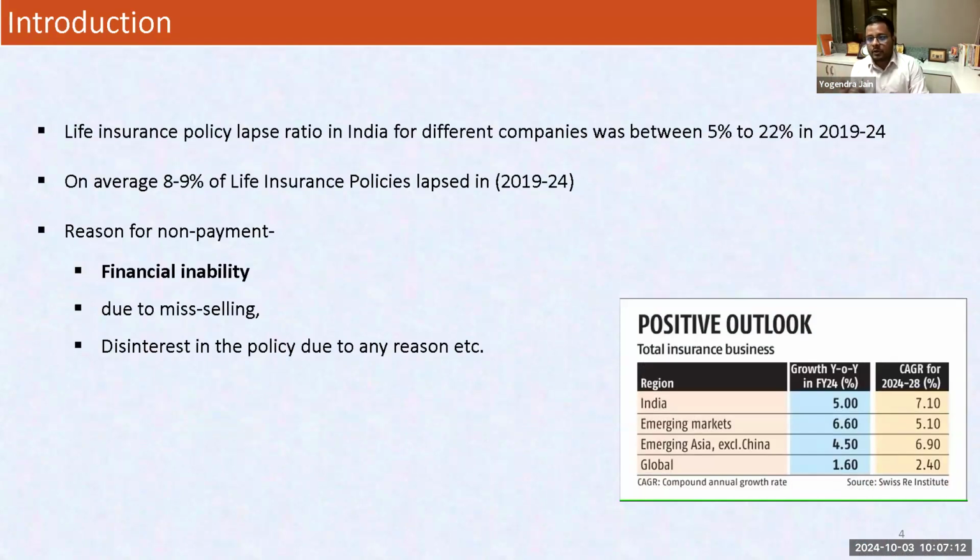There are times when people would buy a life insurance policy and would pay for their whole life, and there would be no need to surrender the policy. But it has been seen that out of 100, 8 to 9 life insurance policies lapse every year in India. So in India, the life insurance policy lapse ratio is 8 to 9%, which is quite high.